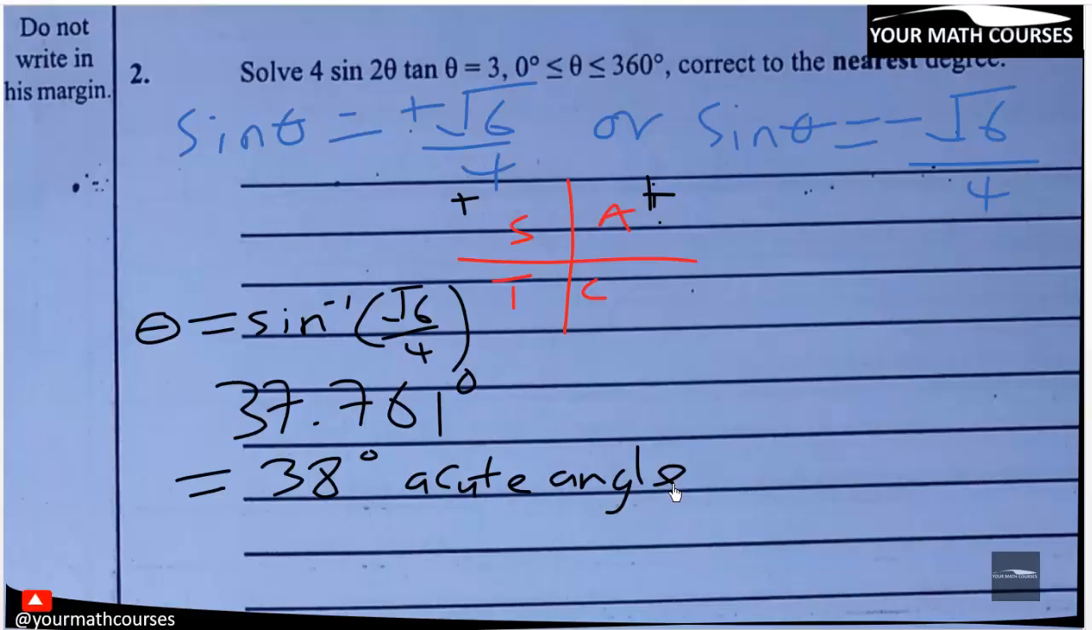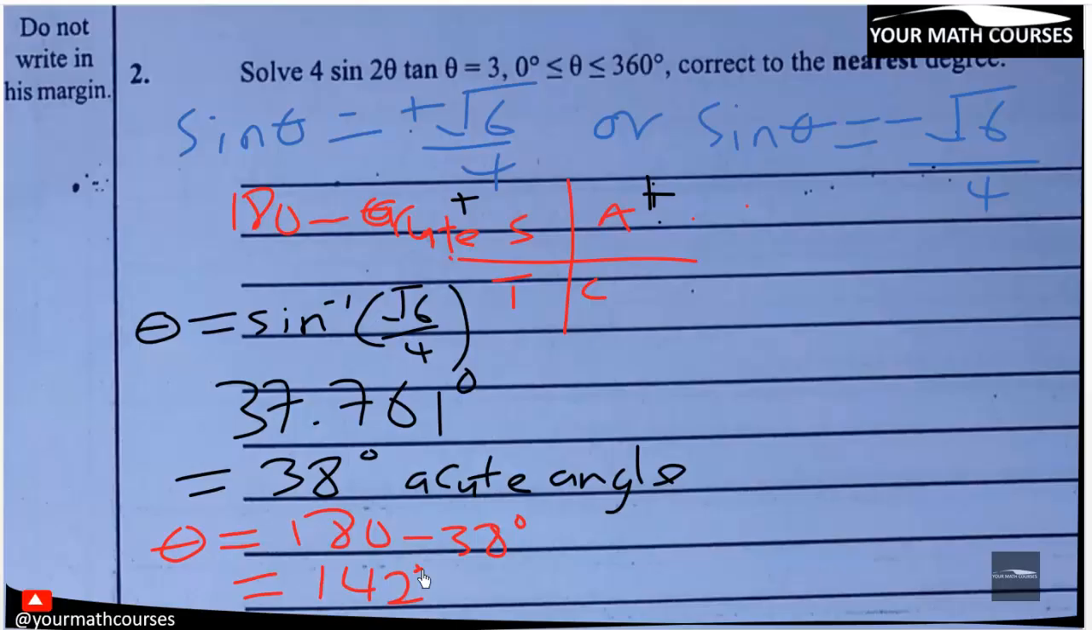To find the corresponding positive angle in the second quadrant, that angle is given by 180 minus theta. We got the 180 from here: 180 minus the acute angle found in the first quadrant. So theta will be equal to 180 minus 38 degrees, which gives us 142 degrees.